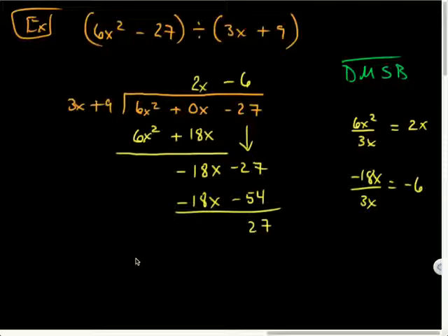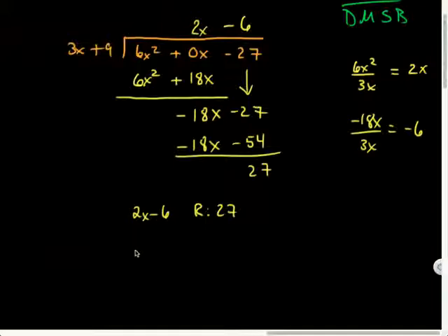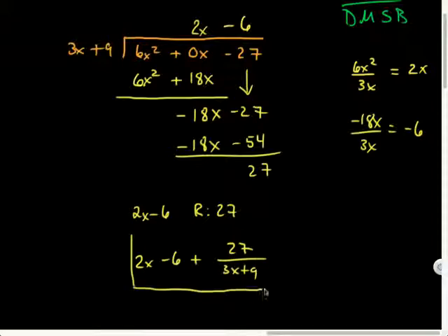So that means my answer is 2x minus 6 with a remainder of 27. What's another way I could write that? Plus 27 over what? 3x plus 9. I won't have us check this one. This video is long enough.